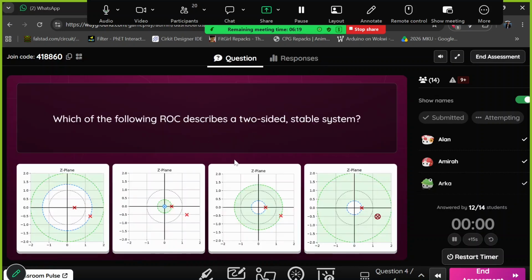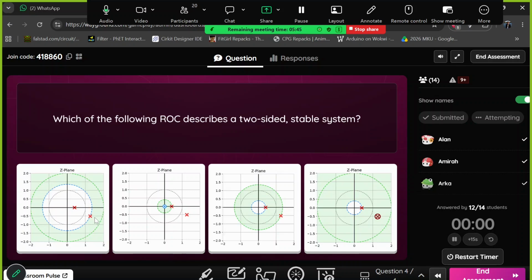So two-sided means that our ROC is in the form of a ring. That already eliminates option B and option D because they are not a ring. This ROC is just going out towards infinity. This one is going inward to the origin, so these two are not a ring. So B and D cannot be two-sided. So what about A and C?